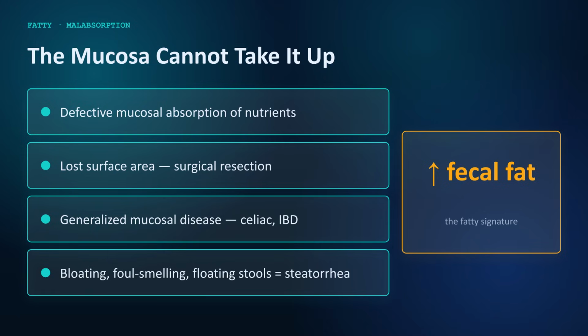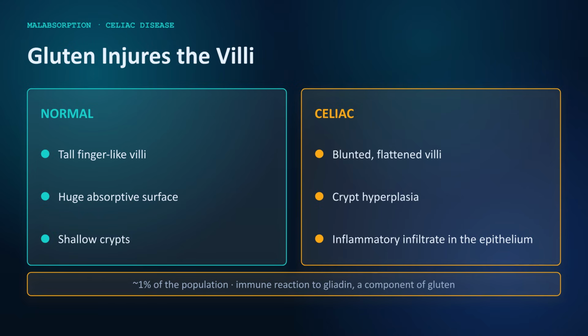And a clinical pearl: steatorrhea often shows up first as a stool that is hard to flush. Patients describe it long before you measure fecal fat. Celiac disease is the malabsorption diagnosis you will see most often. About 1% of the population is affected. In genetically predisposed patients, an immune reaction develops against gliadin, a component of gluten, which is a wheat protein. That reaction drives an inflammatory infiltrate into the small bowel mucosa.